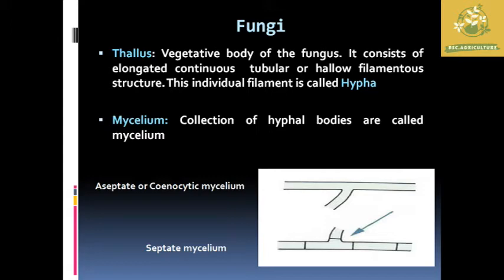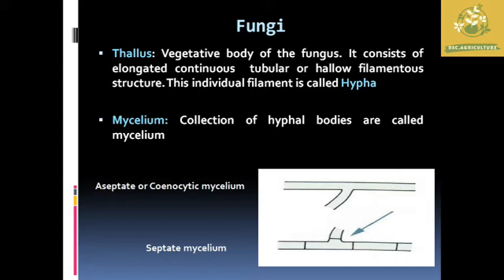First I am going to describe the thallus of fungi, which is known as the vegetative body of the fungi. It consists of elongated, continuous, tubular or hollow filamentous structures. We call the individual filament a hypha. After that we are going to see about mycelium. The collection of hyphal bodies is known as the mycelium.